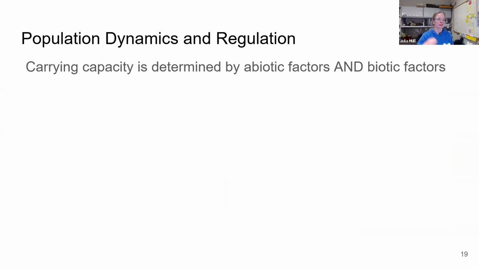Now, carrying capacity is going to be determined by the interactions of abiotic factors, which are non-living factors in a given environment. That can be things like temperature, precipitation, natural disasters, things like that. And then we have our biotic factors, which are our living factors. Those can be things like competition, diseases, and other things. The combination of those abiotic and biotic factors is going to determine the carrying capacity, and so how many resources are available and how big populations can get.